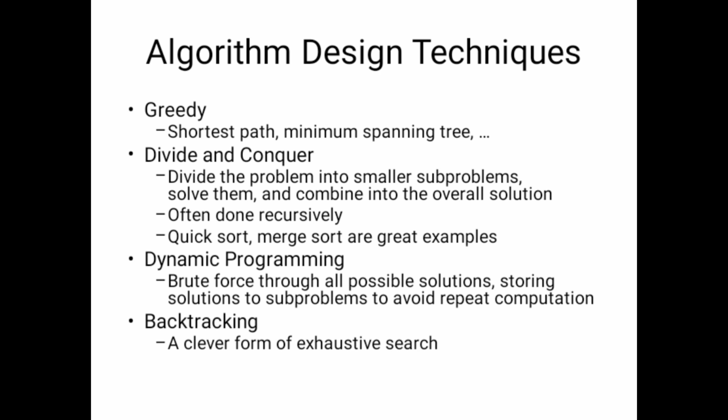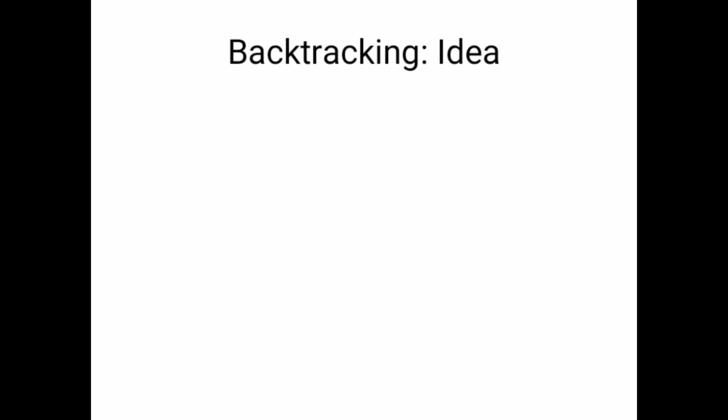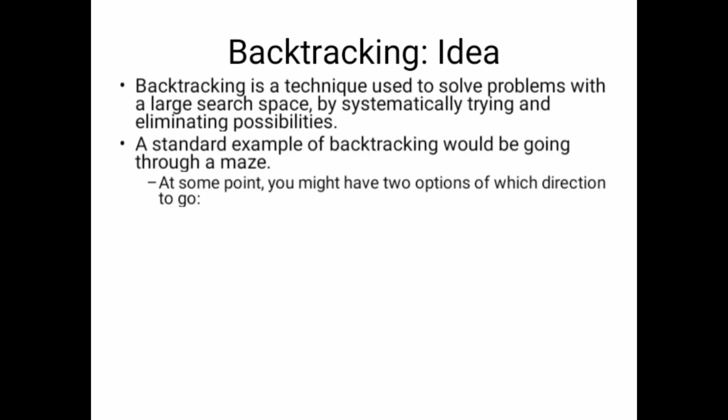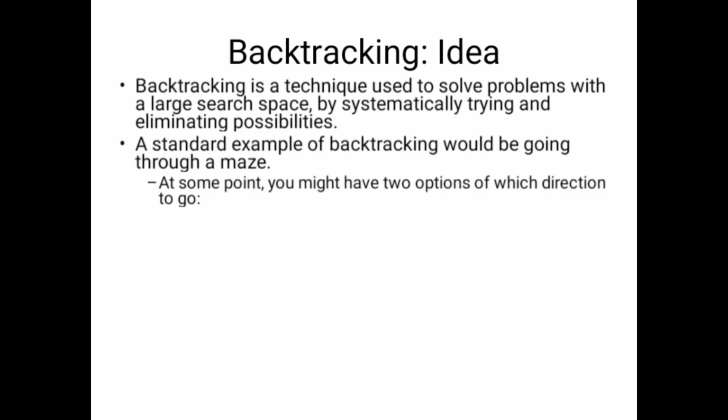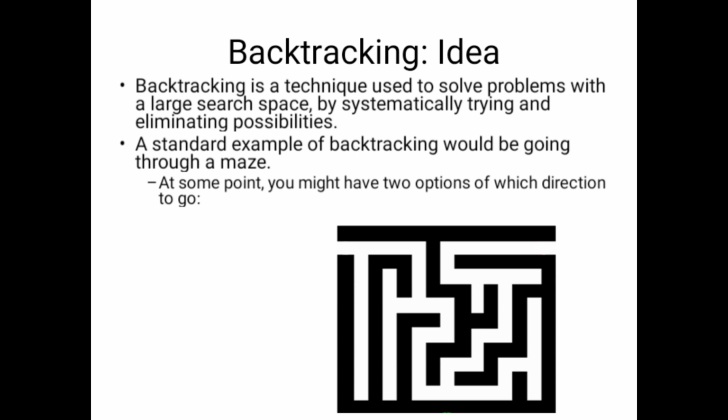Now backtracking is also one more algorithm design technique. It is a clever form of exhaustive search. The main idea of backtracking is that it is a technique used to solve problems with a large search space by systematically trying and eliminating possibilities. A standard example of backtracking would be going through a maze.